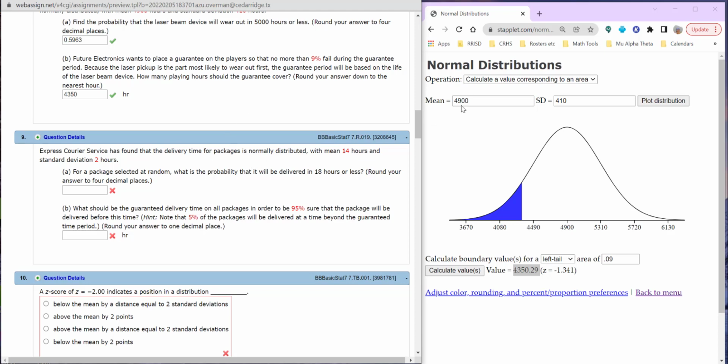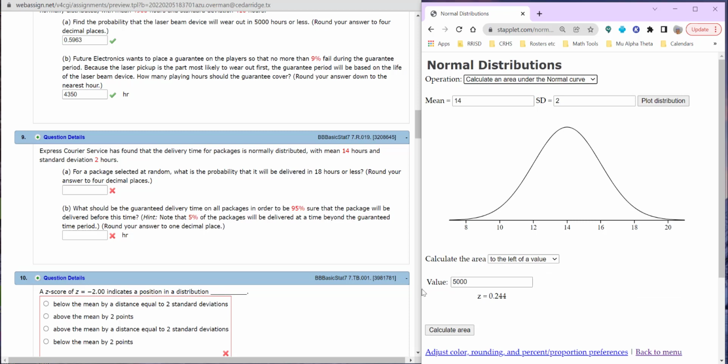Delivery time for packages is 14 hours. Wow, they're pretty fast. Must be a courier service. I guess they run around on their bicycles and things, or motorcycles. And I'm going to hit plot distribution. What is the probability it will be delivered in 18 hours or less? We're calculating, I don't want a value. I want an area because I want a probability. And notice it says 4 decimal places.